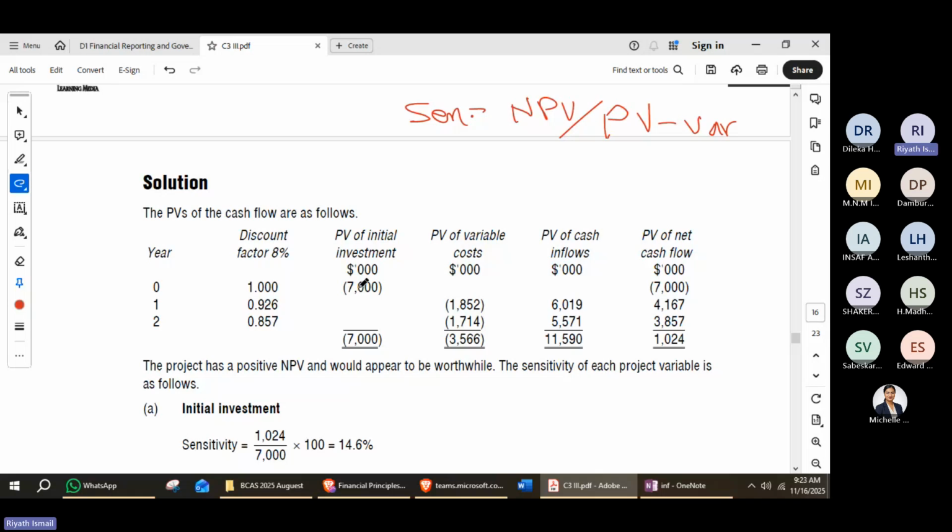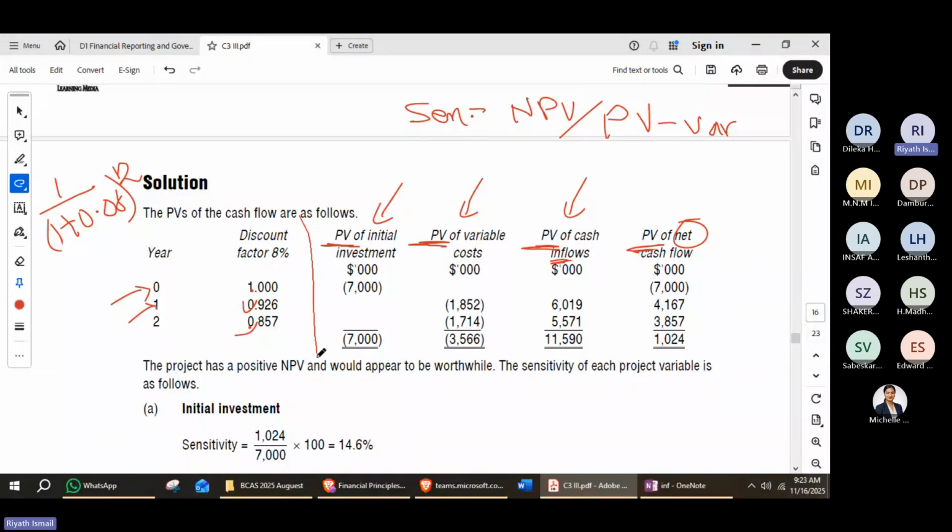What we have to do is first convert each variable into present values. Here you look at the present value of investment, present value of variable cost, present value of cash inflow, and present value of net cash flow. We know the discount factor for year 0 is 1. Then 0.926 for year 1: how do we get it? 1 over 1 plus 0.08 to the power 1. For year 2 we use the power 2, and we get this. So that is the discount factor.